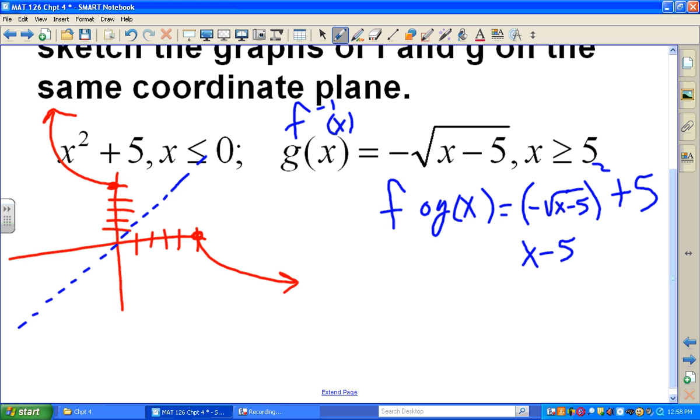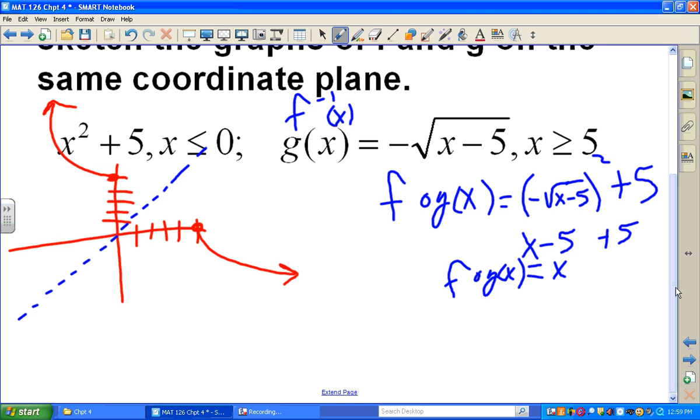Close. The negative turns to a positive, and the square root turns into a single power, so you're just left with the expression x minus 5. Plus 5, so you end up with x, which was the plan. Graphically speaking, I could probably tell they were inverses of each other. Now, I have to do g of f of x.